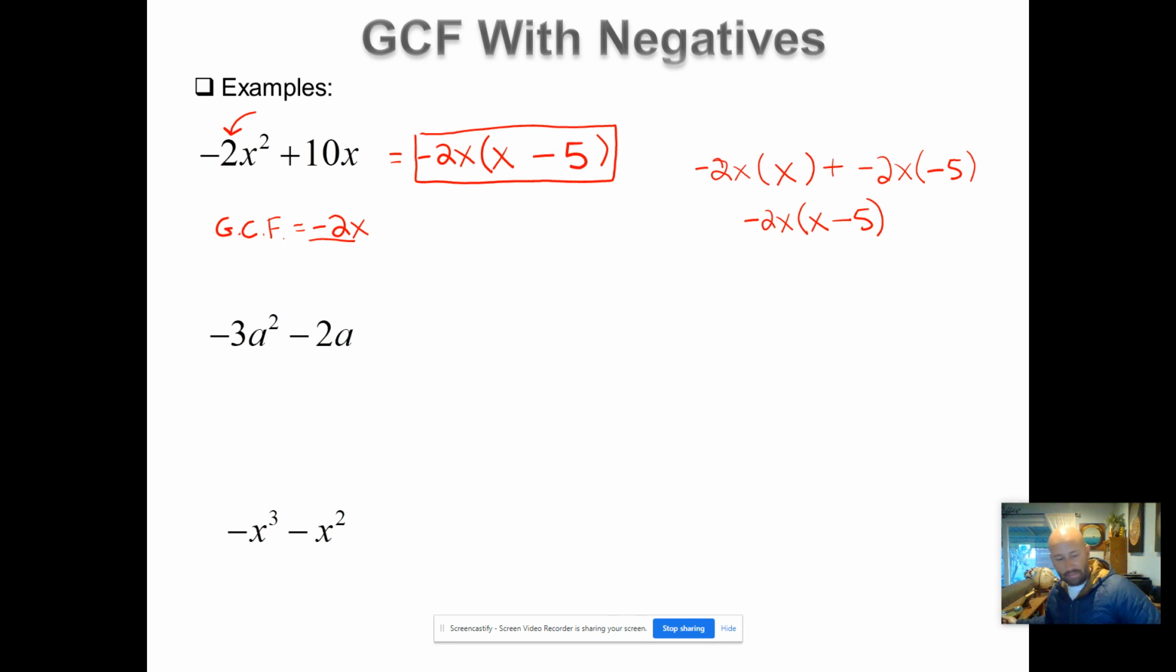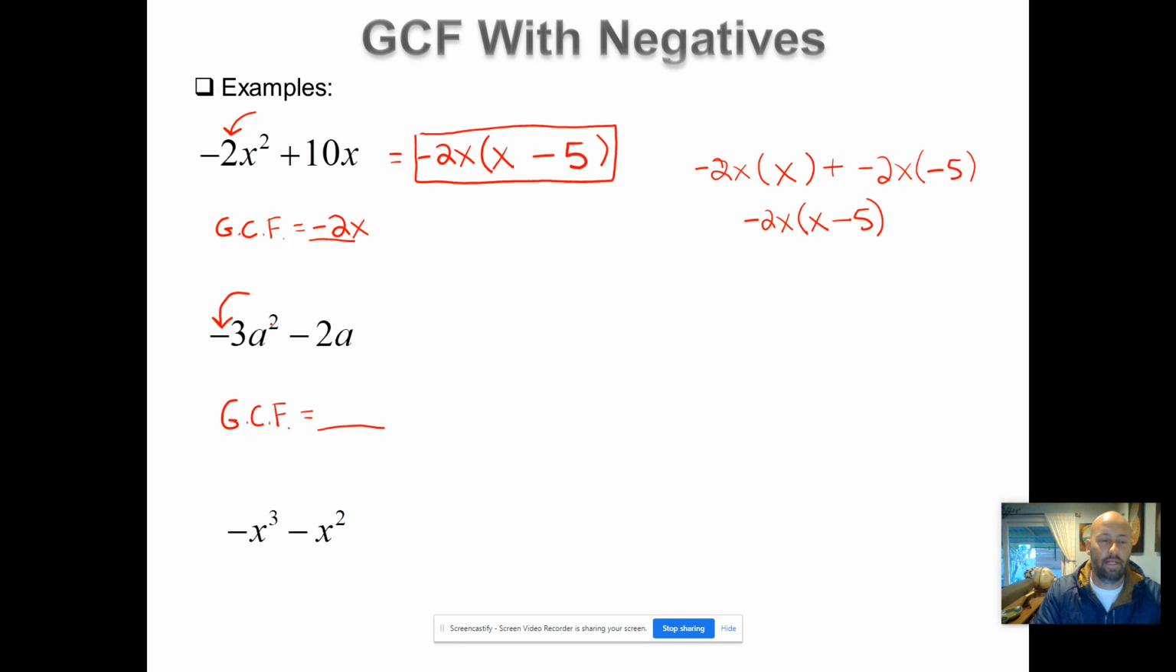Let's look at the second one here. Again, step one is to find the GCF. My leading coefficient is a negative 3, so I'm at least going to factor out a negative. With 3 and 2, there's nothing common there. We could say it's 1, but if it was just 1, we wouldn't factor that out. But since there's a negative, we can say negative 1.